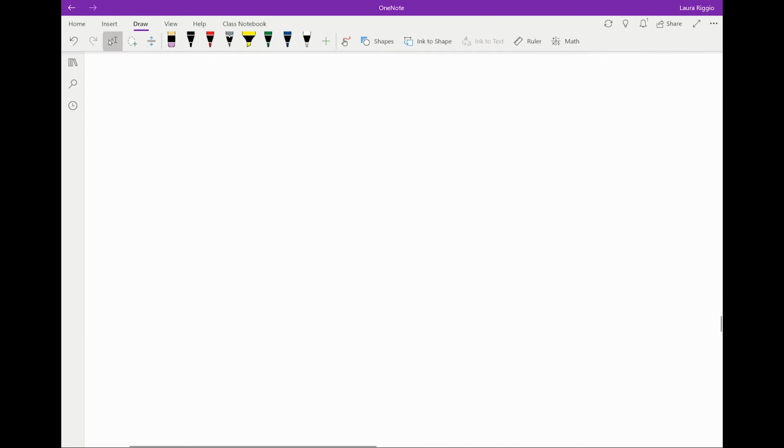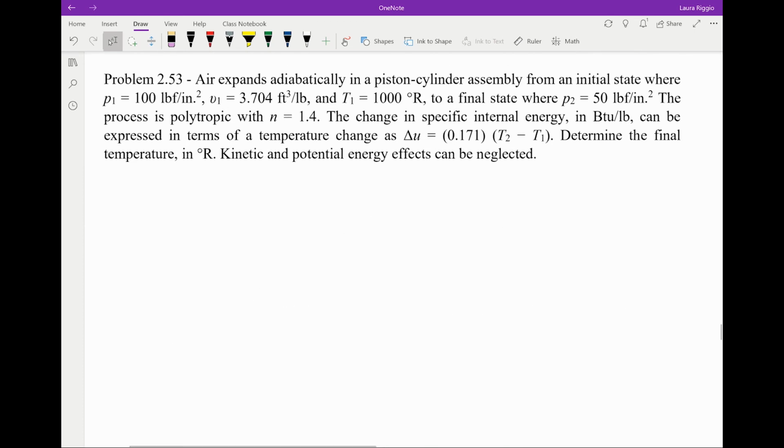We're going to look at this one that says air expands adiabatically in a piston cylinder assembly from an initial state where P1 is equal to 100 psi, the specific volume is equal to 3.704 cubic feet per pound, and the temperature is 1000 degrees Rankine, to a final state with a pressure of 50 psi. The process is polytropic with n equals 1.4. The change in specific internal energy in BTUs per pound can be expressed in terms of a temperature change. We're asked to determine the final temperature.